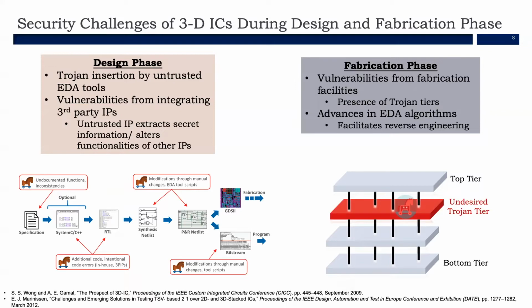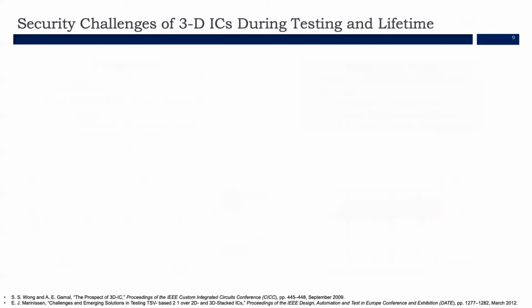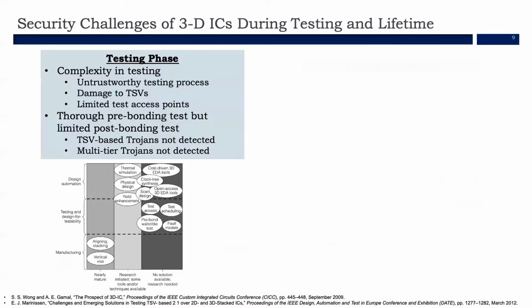without the knowledge of the designers, and these Trojan tiers can now snoop on the secret information or can alter the functionality of the IC. The 3D IC also offers security challenges during the testing phase, due to the complexity and high cost and time for testing the 3D IC thoroughly. Most of the testing is carried out in an offshore facility. Therefore, this results in an untrusted testing process.